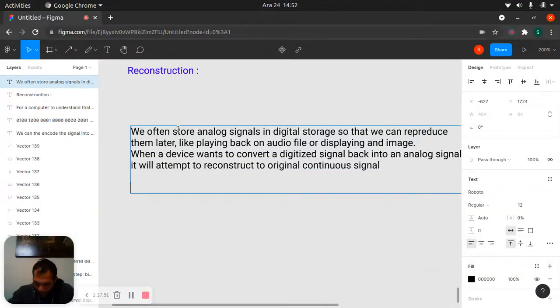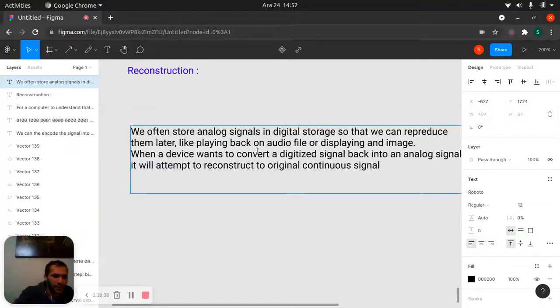So let's say here, we often store analog signals in digital storage so that we can reproduce them later. Of course, like playing back an audio file or displaying an image, it's something like that. When a device wants to convert a digitized signal back into an analog signal, just think we have some file there. We already saved it into a file. We turned all this analog data into digitized data. We just represented them with binary numbers, all now in one file. You can think of this like a sound file or something like that.